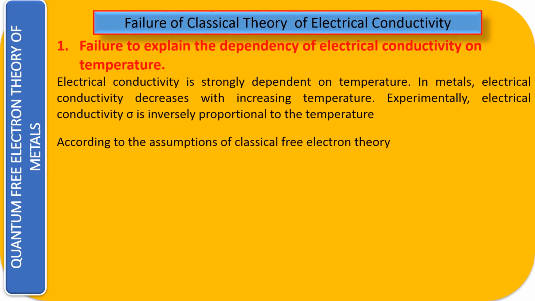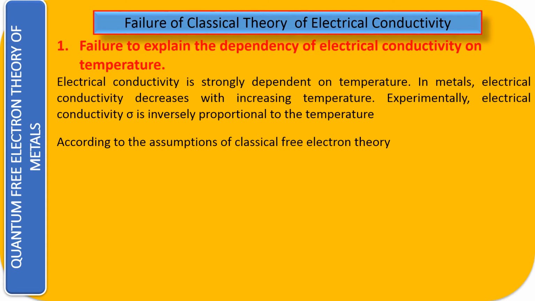So the first condition that we are going to check is the failure to explain the dependence of electrical conductivity on temperature. We know that as we increase the temperature, the electrical conductivity decreases. So we are going to apply this experimental concept on the classical theory of conductivity that we have derived, and see whether the experimental value and the theoretical value are able to agree or not.